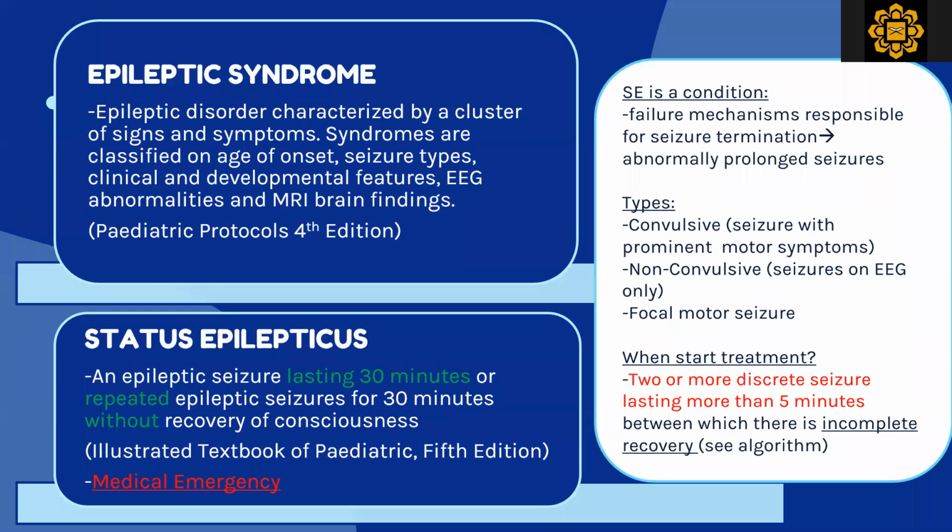Actually, I got this from the PBS protocol. It says 2 or more discrete seizures. But in my opinion, if the first seizure is already more than 5 minutes, I think we can intervene as status epilepticus. We can give IV midazolam first. I'm not sure, but maybe the doctor can answer the question. But I would like to intervene because the duration is more than 5 minutes.